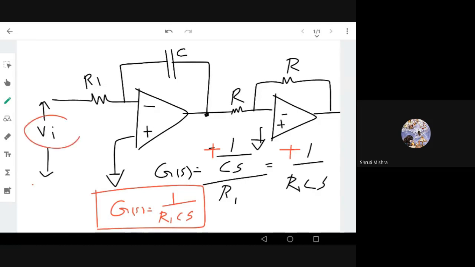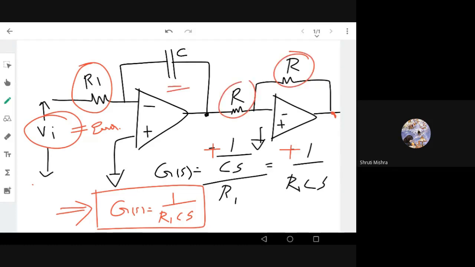I can give the input, which is nothing but the error, and the output will be the integral. The output U(s), which is going to be the input to the plant, is directly proportional to the integral of the input error. Here it is V_I, the error. So you should know the transfer function, that is 1 by R1 Cs, if this is R1, this is C, and this is R. You should know what the proportional controller is and what the integral controller is.